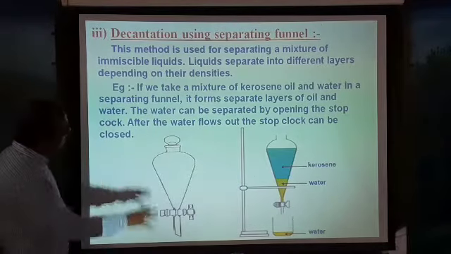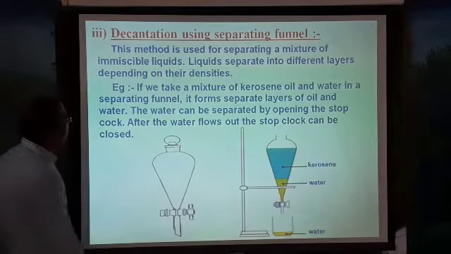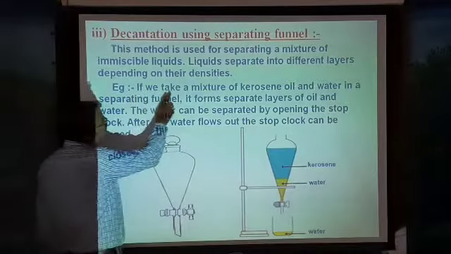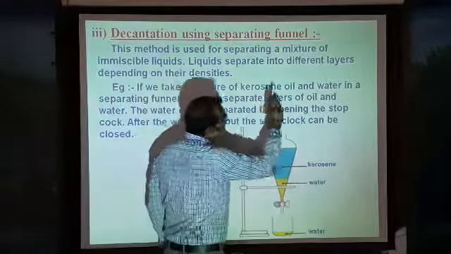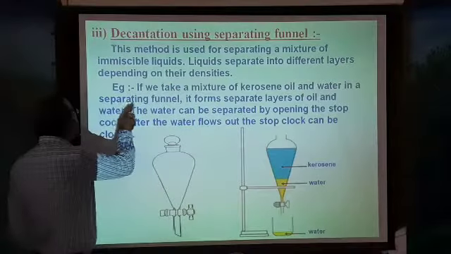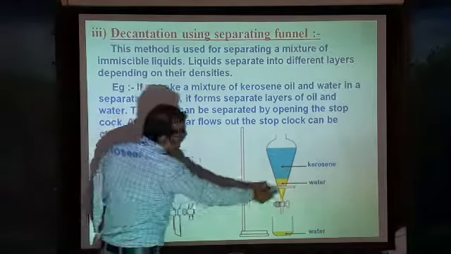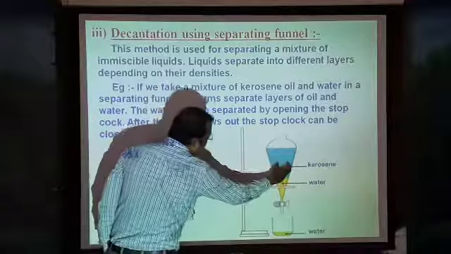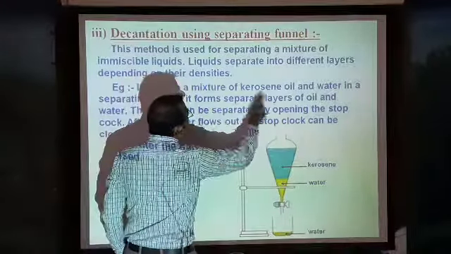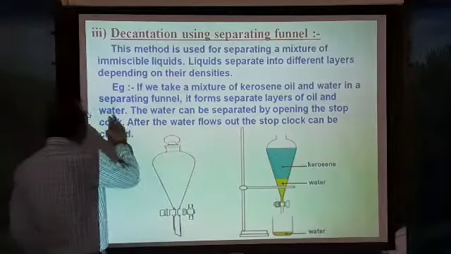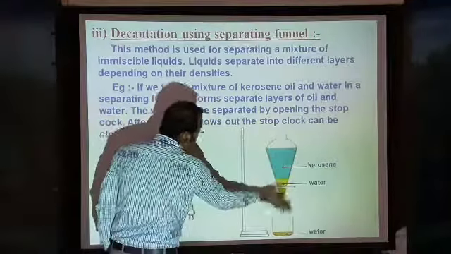Here we have a kind of apparatus. How can we do it? First, we take a mixture of kerosene oil and water in a separating funnel. This is the separating funnel. So this is kerosene and this is water, and it forms separate layers of oil and water. This is the oil layer and this is the water layer.